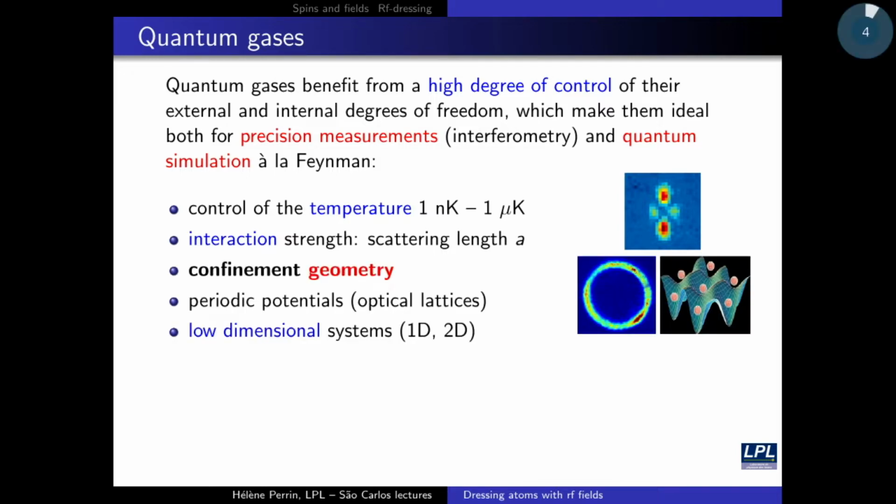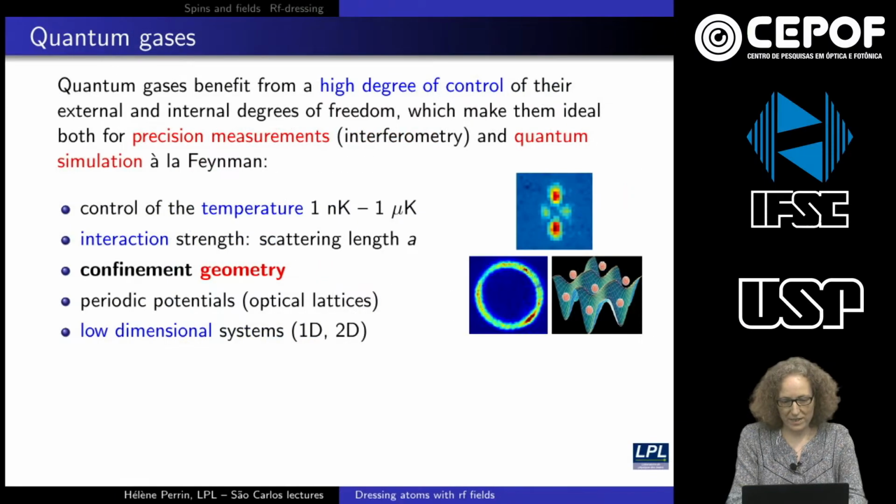On the other hand, what is really nice with these systems is that you can confine them in really diverse geometries. This includes optical potentials, optical lattices that give you periodic potentials mimicking the periodic lattice for electrons in solids, or confinement to low-dimensional systems, one-dimensional, two-dimensional, or rings, as in this picture.